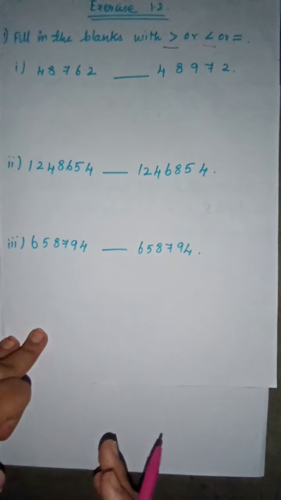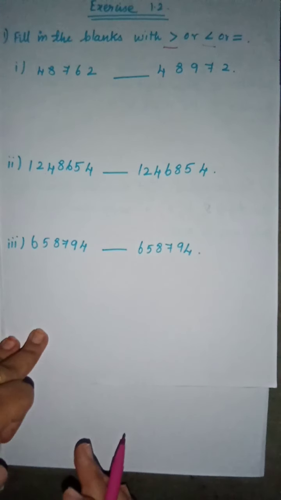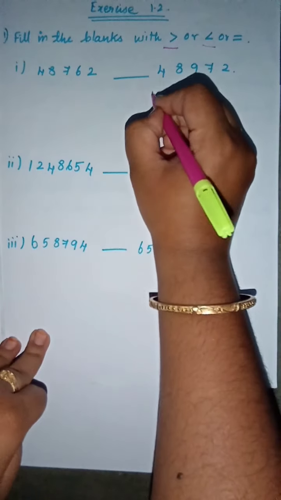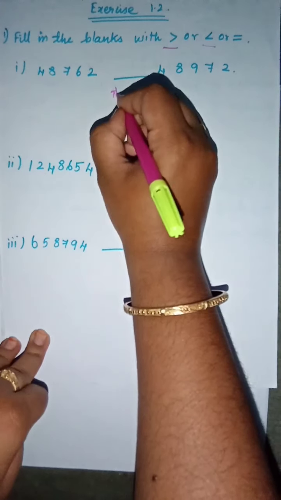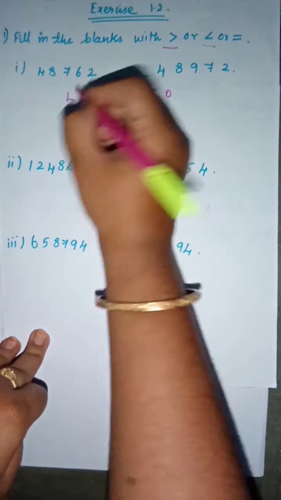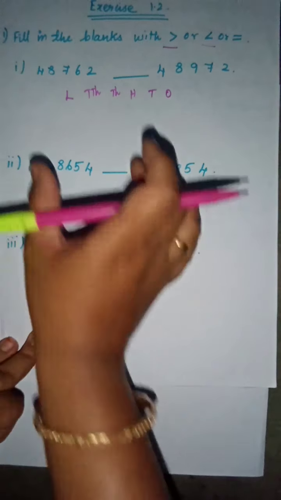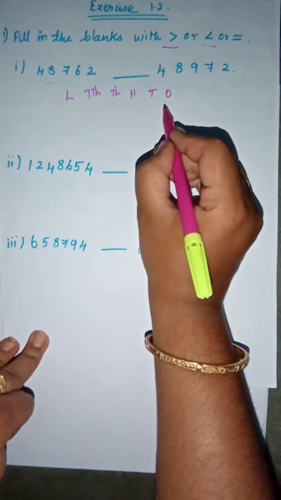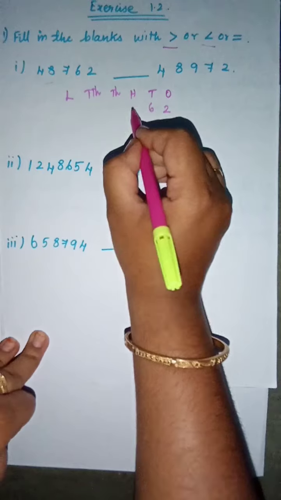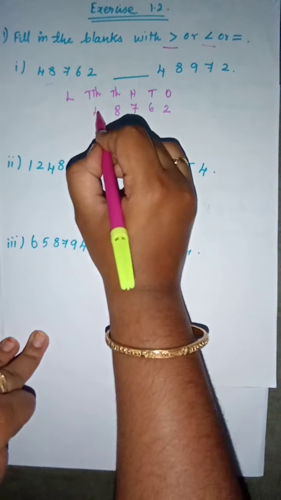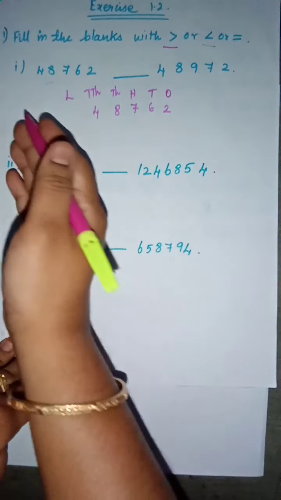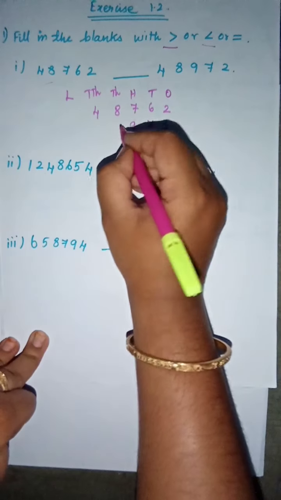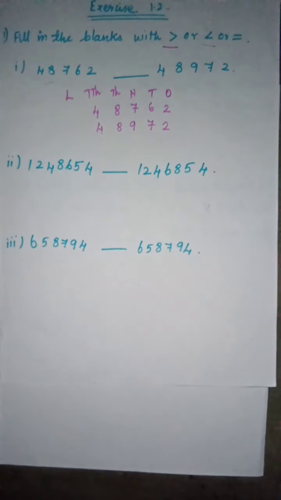Now, as usual I said before, the first step is we have to write the place value chart. Place value chart means ones, tens, hundreds, thousand, 10,000, lakh. Now the next step is we have to take the first number and put it here, from the right side. So here 2, 6, 7, 8, 4. This one also from this side we are going to put, that is 2, 7, 9, 8, 4.